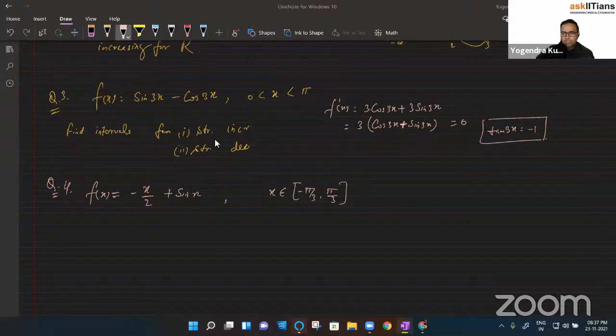Sir, not cot 3x? You can take cot also, but I think tan is better. If you do reciprocal, we'll get that also. Cot also will do. But I think tan is better because we understand the tan graph better, right? Okay, like that. Now what they're telling is that 3x is equal to this, right? So we should understand.